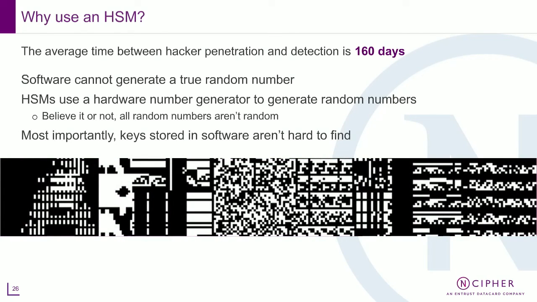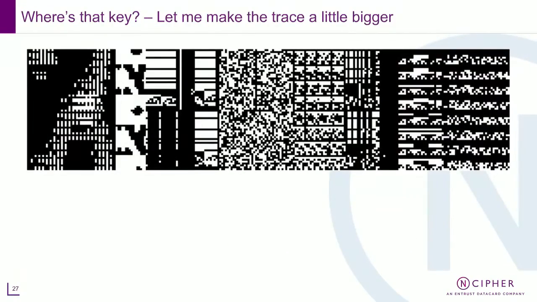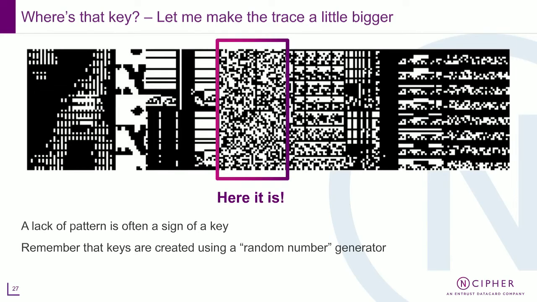So more importantly, keys stored in software aren't hard to find. When I do this presentation live, I throw this slide up and I say, can somebody find the key in this data trace? And then I make the key a little bigger and say, can you find the key? And since I can't have somebody point to it at this point, I'll point to it for you. There it is. There's the key. Now, what does that piece of data look like in comparison to everything else? Note that it's lacking any pattern. It is random. And why is it random? Because it uses a random number generator to get to that space. And do you think it's going to take a hacker 160 days to find this? Probably not.